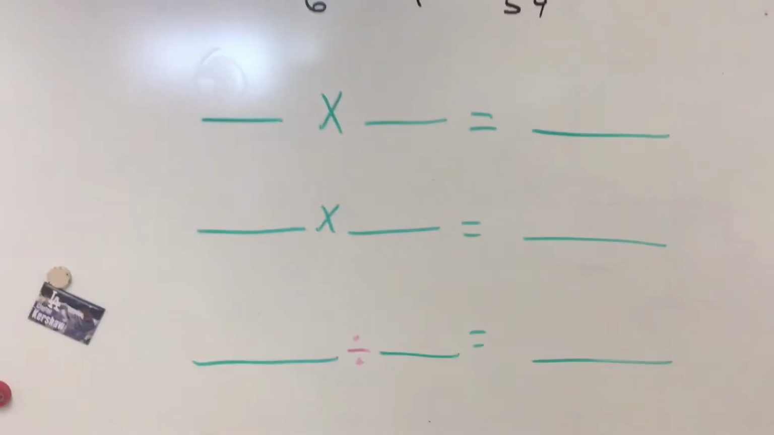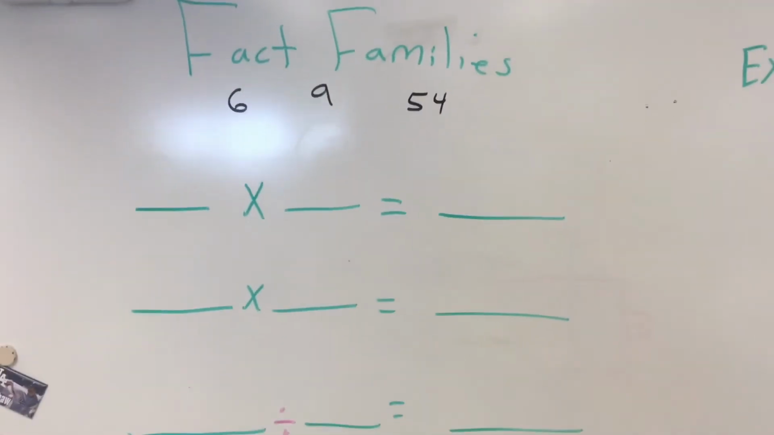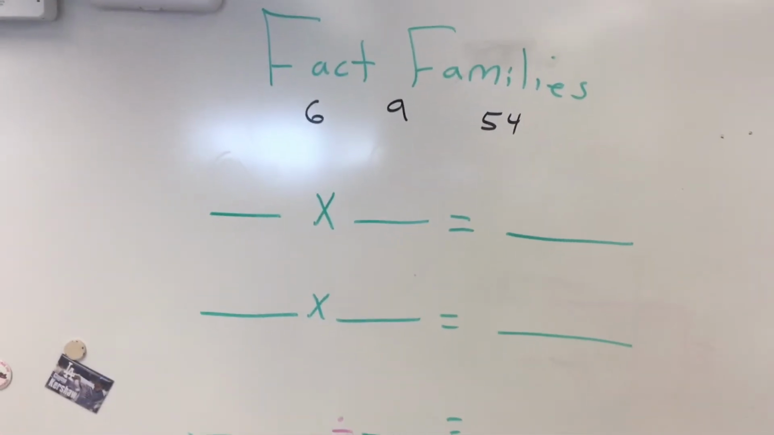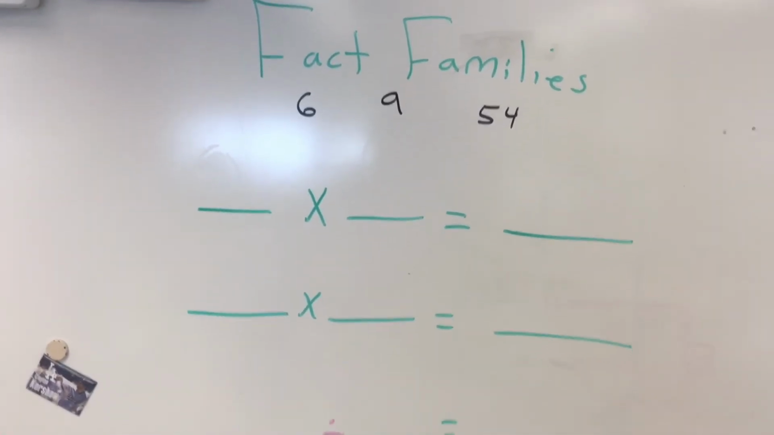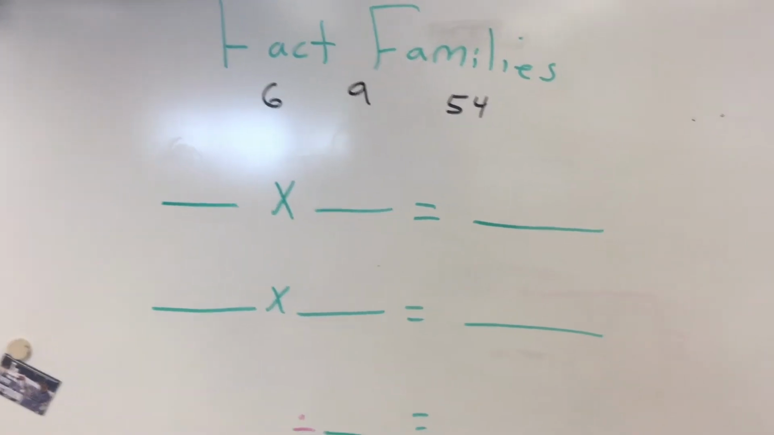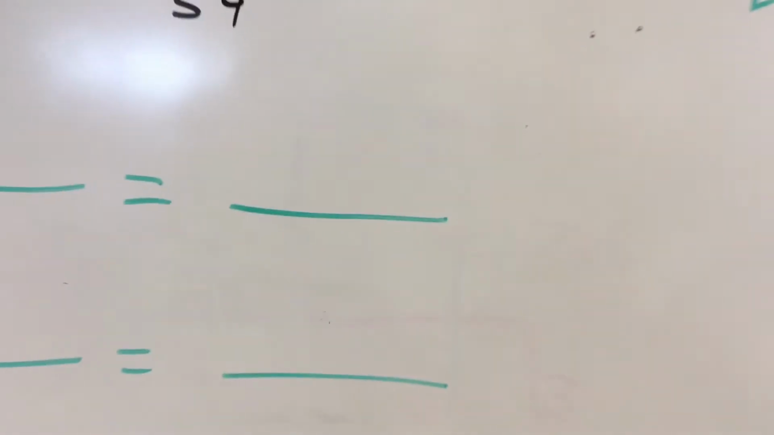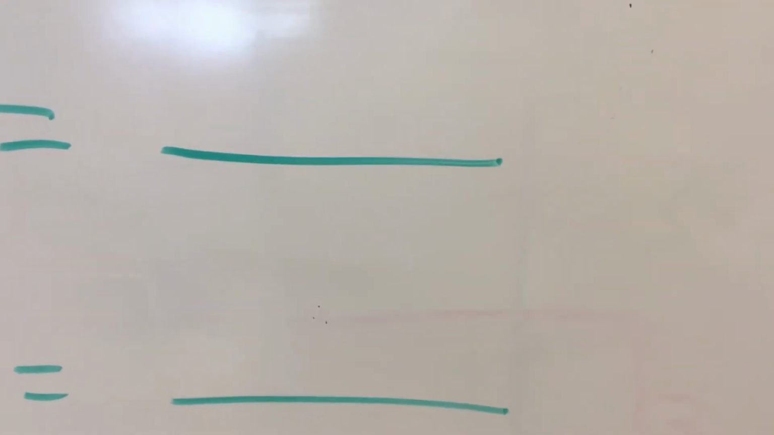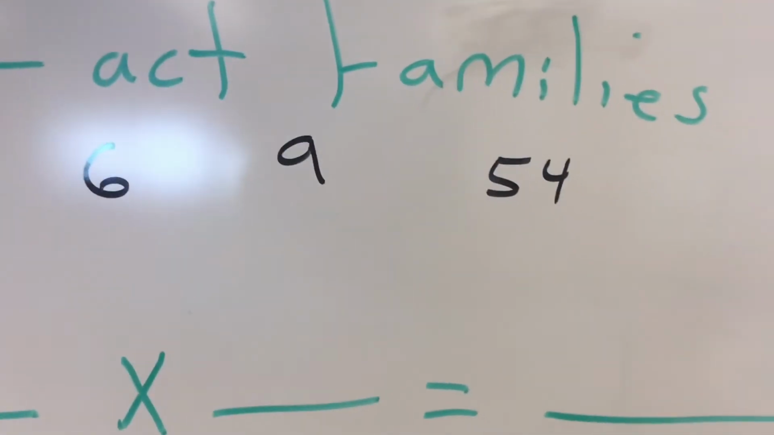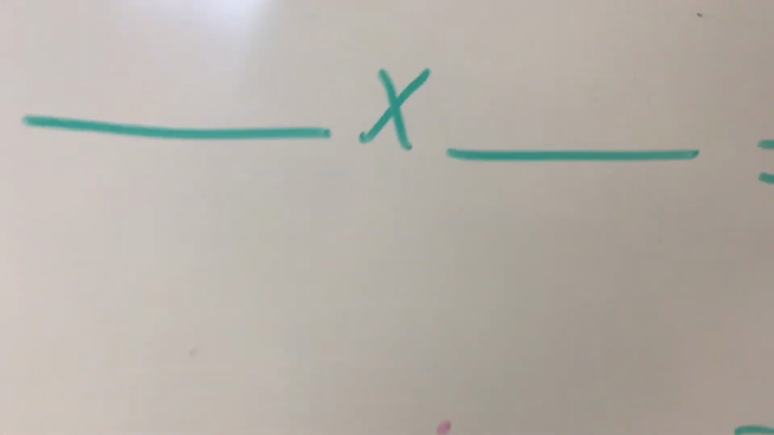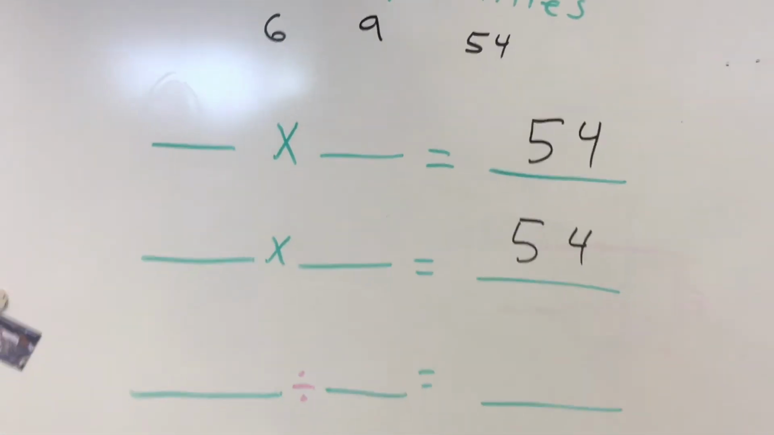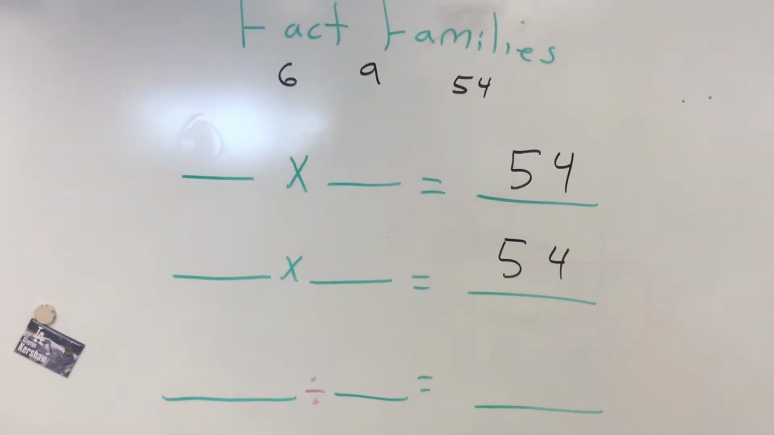Okay, there's my three numbers in my fact family. They're all part of the family, the three numbers. When I multiply, which I'm doing first, the biggest number is going to go towards the end. It's going to be the end number, because when you put those numbers together, they make a bigger number. What's the biggest number? It's 54. So even before I start, I know my big number is going to go over there.